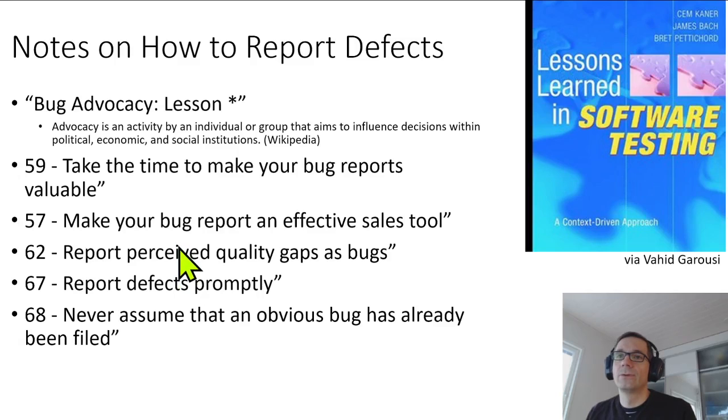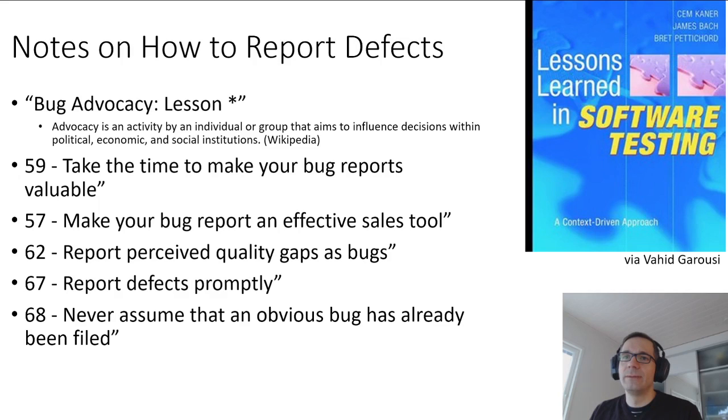Here are a few notes on how to report defects. They come from a book by Cem Kaner, James Bach and Bret Pettichord, Lessons Learned in Software Testing, a Context-Driven Approach. And these are so-called bug advocacy lessons. So what is advocacy? I looked it up from Wikipedia.